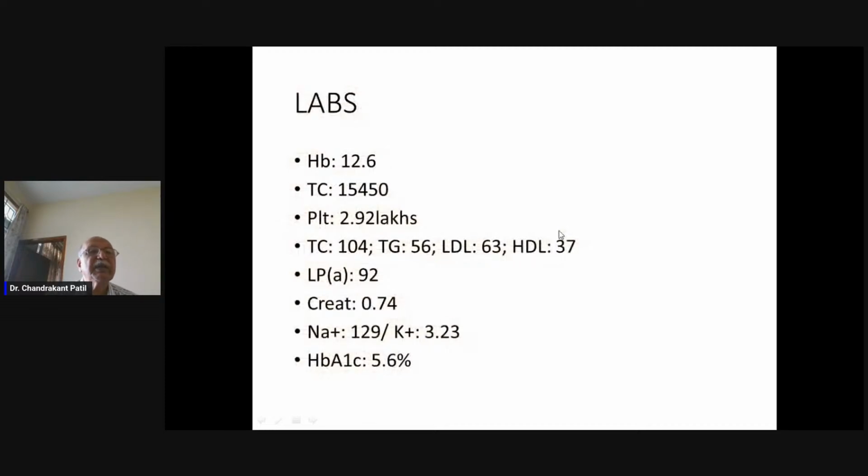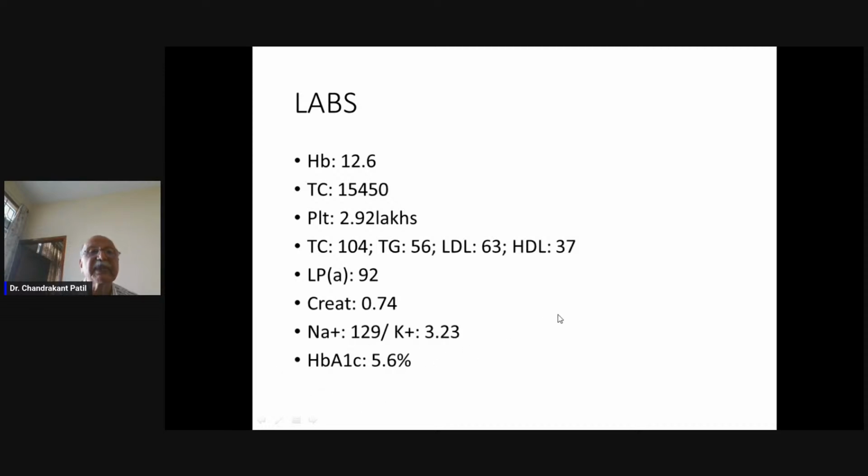Investigation showed mild anemia, hemoglobin 12.6, a little TC on the higher side, and 2.92 lakhs for the platelets. See the total cholesterol, triglycerides, and LDL are almost normal within limits, whereas HDL is low again. Lp(a) is on the higher side again, 92, again a high risk. Sodium was a little on the lower side, potassium on the lower side, and HbA1c was almost normal.